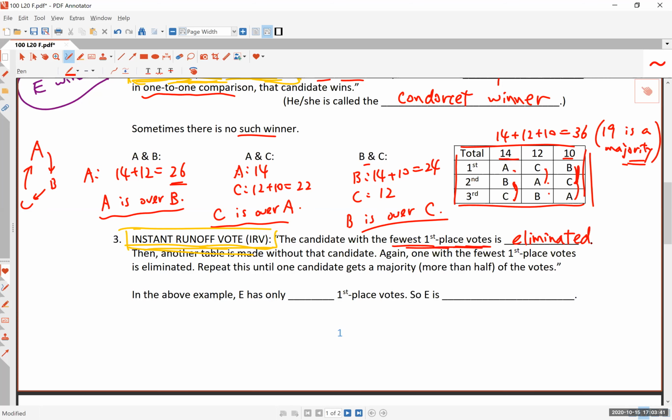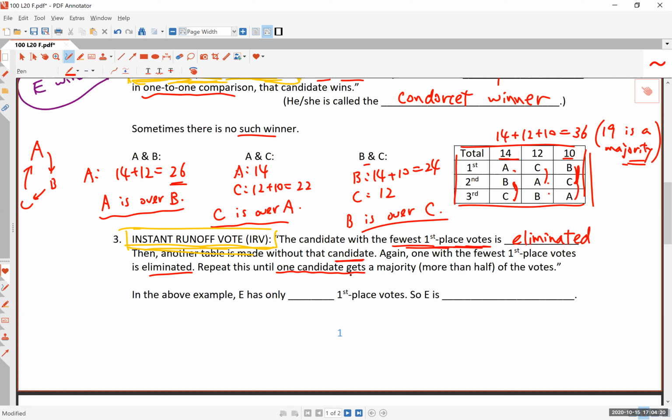The candidate with the fewest first place votes is eliminated in that round. And then another table is formed without that candidate that has been eliminated. And again, you look at the new preference table, or the preference schedule, and the one with the fewest first place votes is also going to be eliminated. And you're going to keep repeating this until one candidate remains on the ballot, and that person is going to be the winner. You see that?